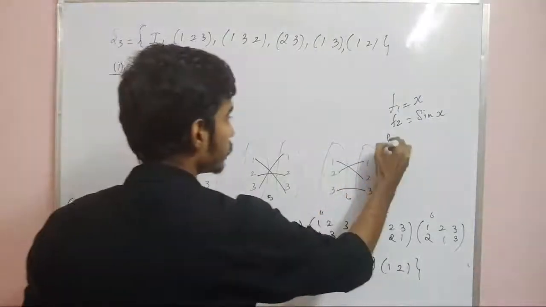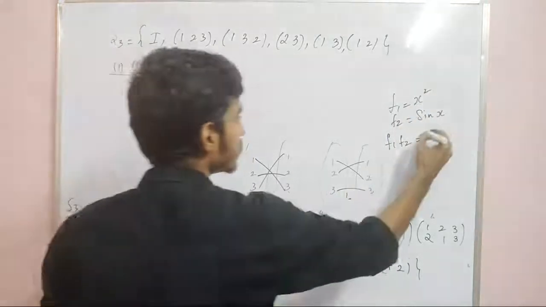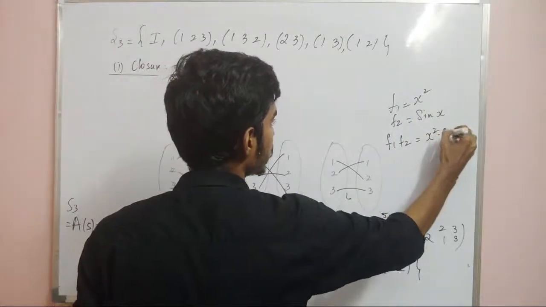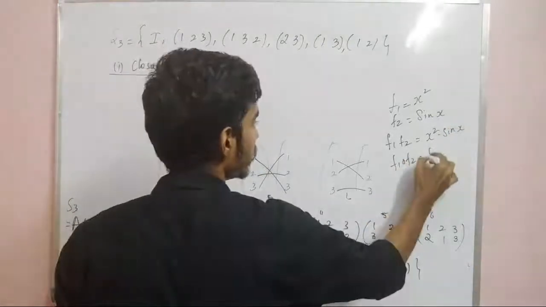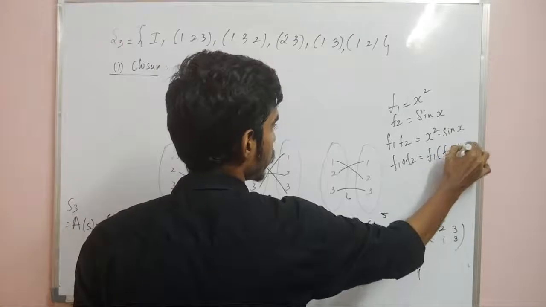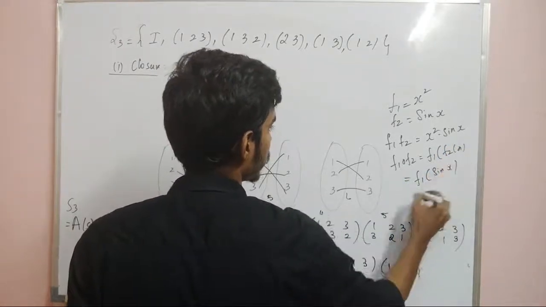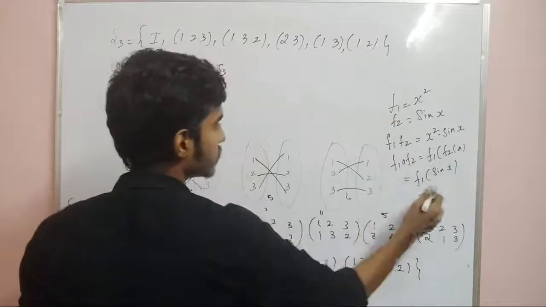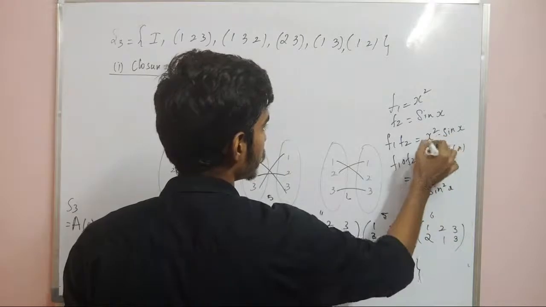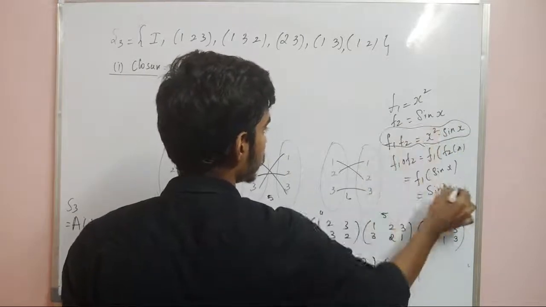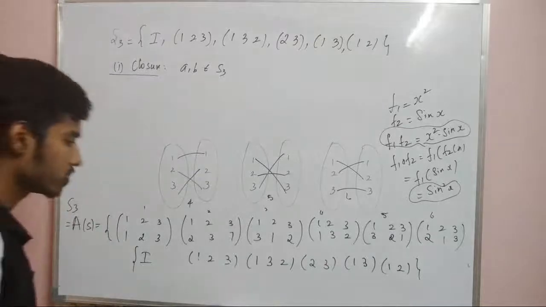So what will be my f1 into f2? Let's say f1 is x square. f1 into f2 is a multiplication. It will be x square into sin x. So f1 composite f2 will be f1 of f2 of x. So f2 of x is sin x, and in f1 you have to replace x by sin x, so it will be sin square x. So you can see both are different. This is x square sin x and this is sin square x, right? Composition and products, very elementary. Okay.